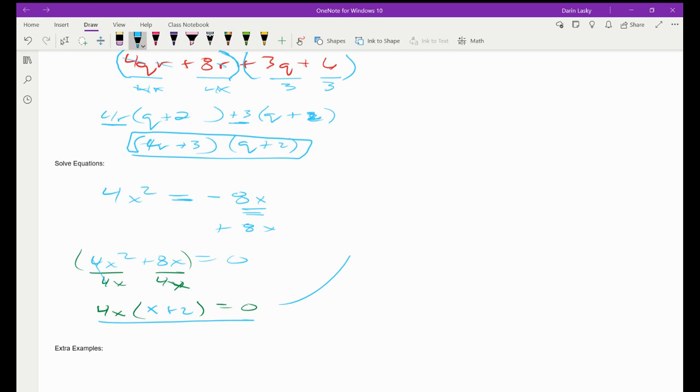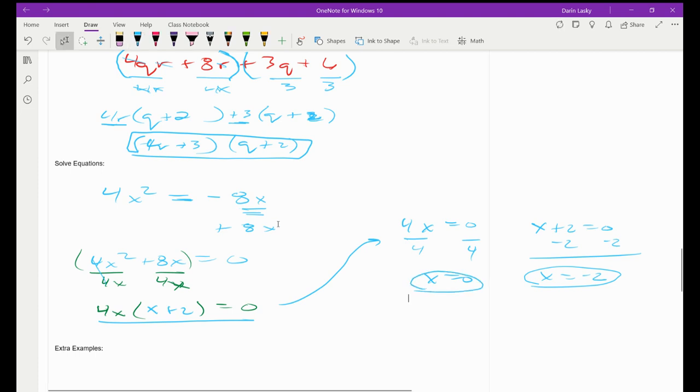Now, all you do is you take your 4x and set it equal to 0. And then you take the quantity inside the parentheses, which is x plus 2, and set that equal to 0. So we solve this. We divide both sides by 4, and we get x equals 0. And we subtract 2 from both sides, and we get x equals negative 2. So therefore, my answer is x equals negative 2 and x equals 0. So that's how you solve equations.